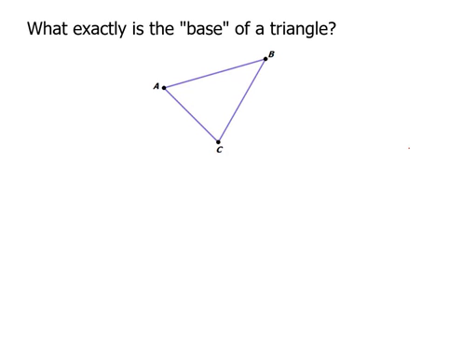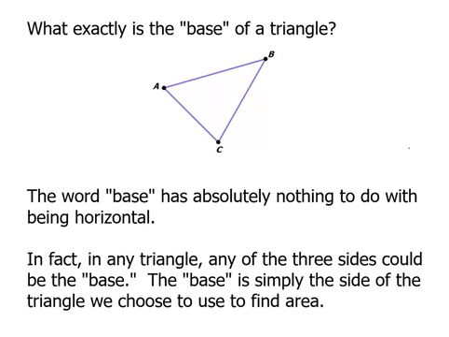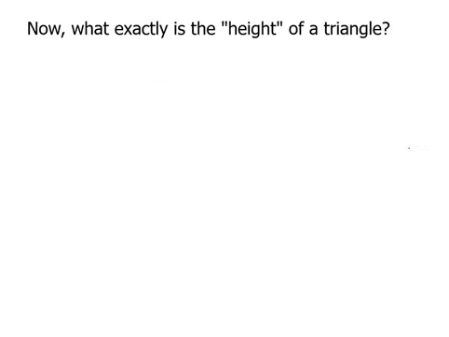So here's a triangle, a perfectly good triangle. There's no horizontal line in this triangle. What exactly is the base? Well, it turns out base has nothing to do with being horizontal. In fact, in any triangle, any of the three sides could be the base. There are actually three different bases, and we call it a base when we use that side to find the area. So AB could be the base, AC could be the base, or BC could be the base. Any of those three could be the base. That's important idea number one.